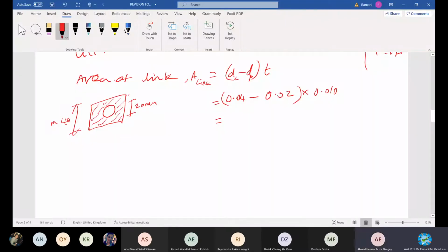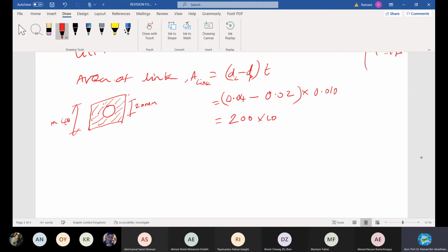Yes, miss. Can you give me the answer for this? Area of the link? Others, mute your mic, please. How much is the area of the link? Is it 200 millimeter square? Yeah, correct. 200, very good.